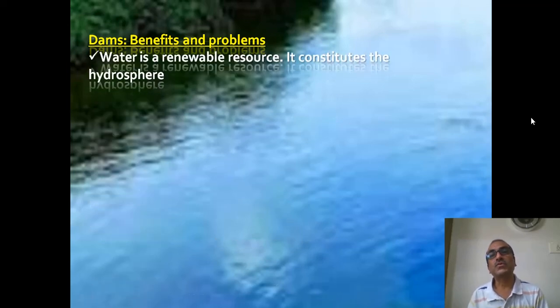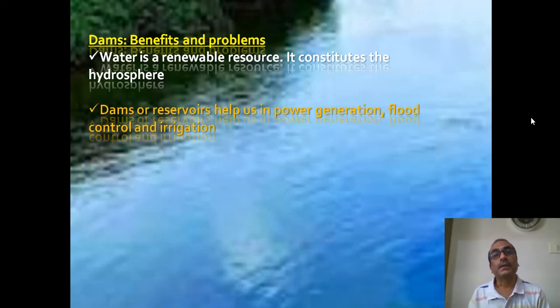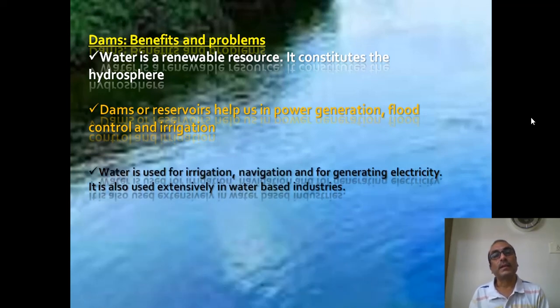Water is a renewable resource, and we know that it constitutes the hydrosphere. Dams and reservoirs help us in power generation, flood control and irrigation. These are the purposes why we construct the dams. Now, the ways in which we are utilizing water are so many, other than our household use, drinking and cleaning purposes. Other than that, for irrigation, navigation and generation of electricity, we are also using water.